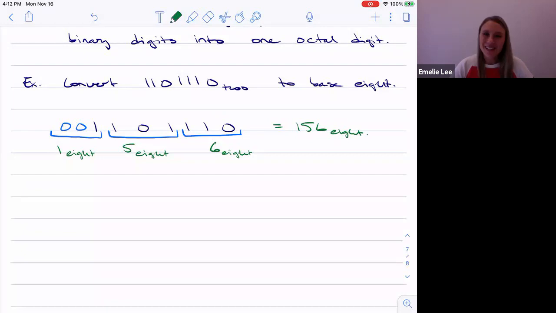So that's kind of nice. You don't have to do that long expanded version, right? Convert it to base 10 and then followed by repeated division by 8. That sounds nasty, right? So this is quite a shortcut.